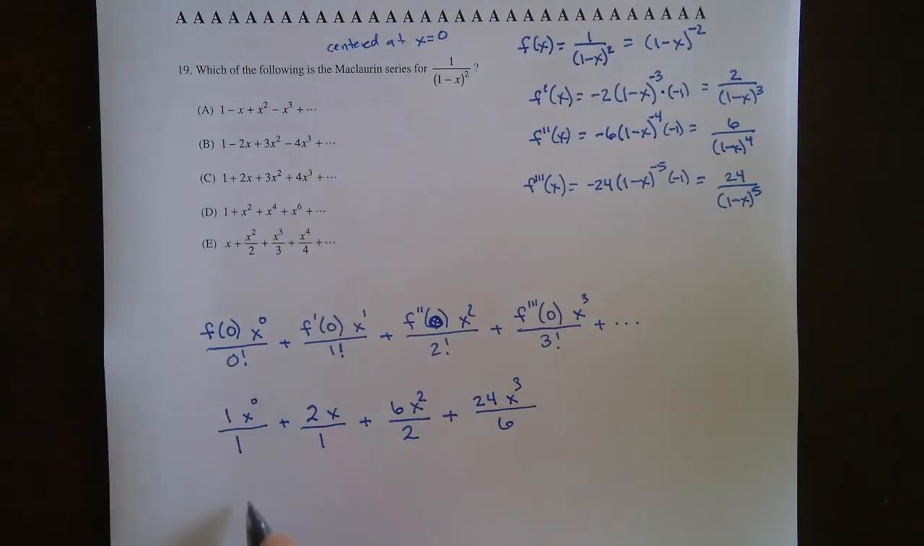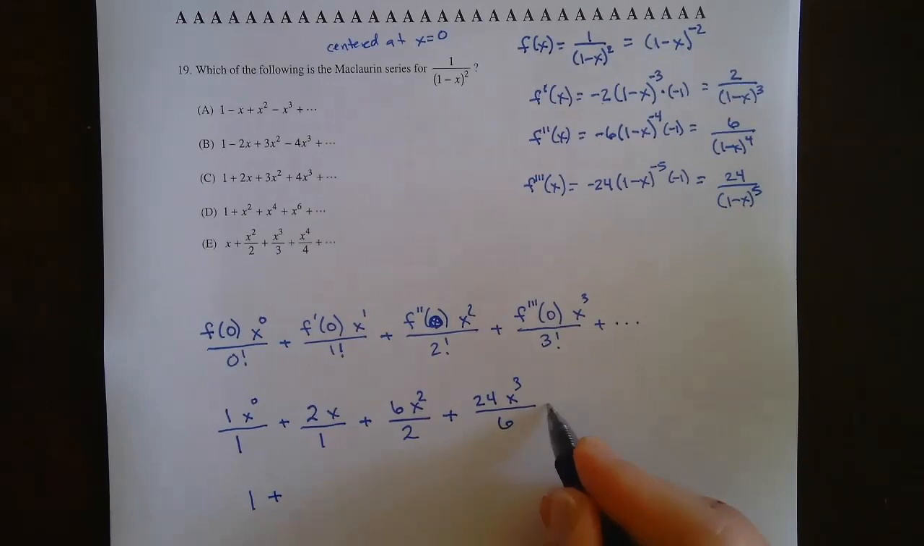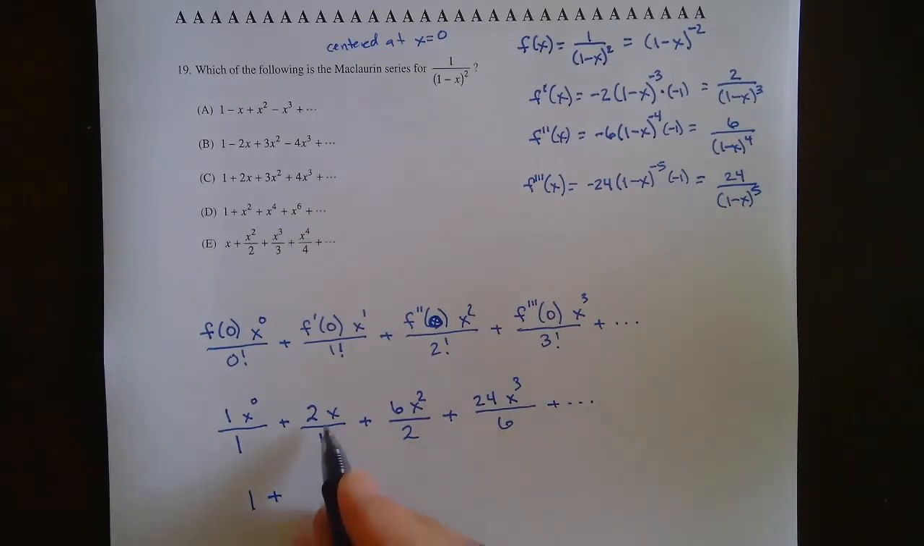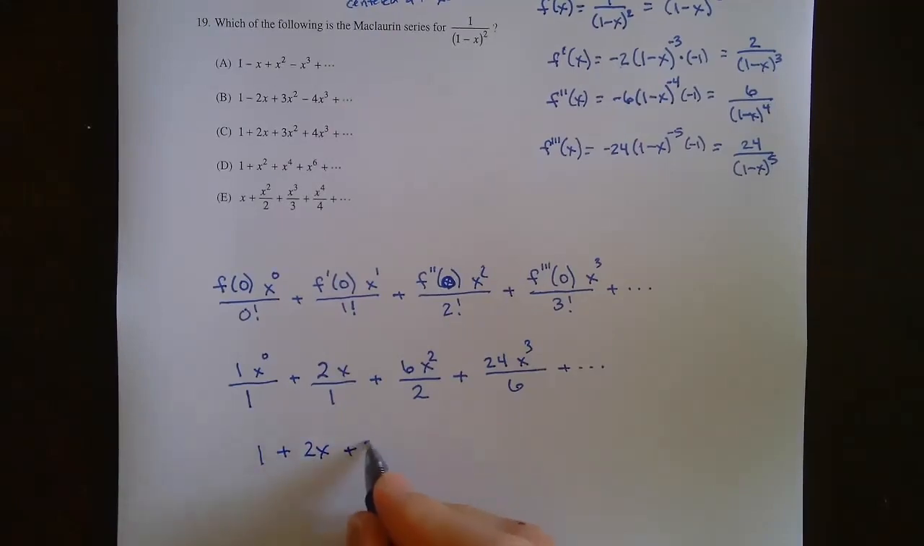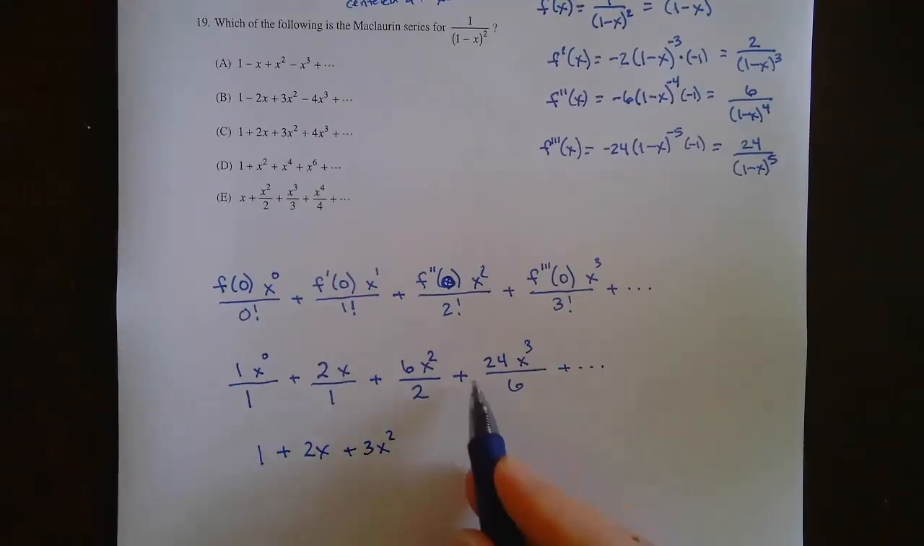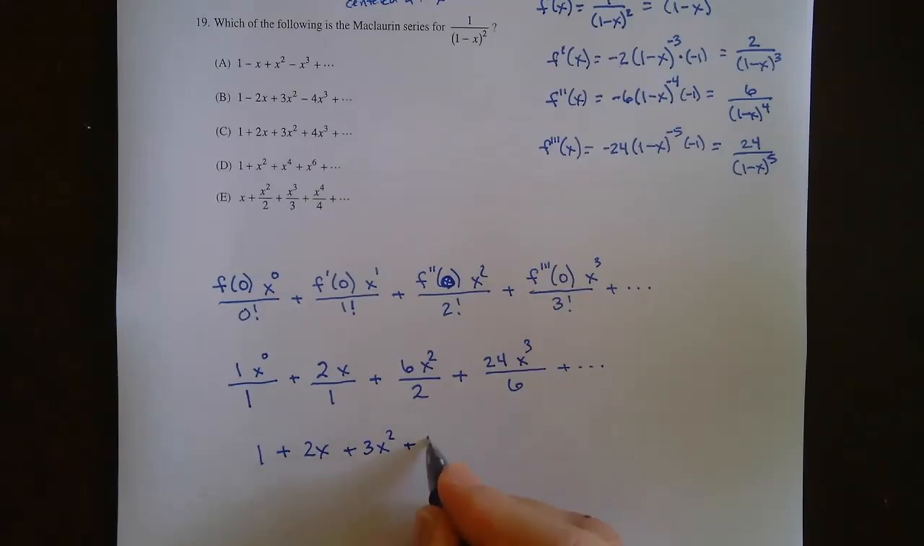Cleaning this up, x to the 0 is just 1, so this is just 1. And I should put plus dot, dot, dot. And then plus 2x, and then plus 3x squared, and then this would be plus 4x cubed plus dot, dot, dot. And so the correct answer would be C. Now, they're not going to ask you which of the following. They're going to say on the test, what is the Maclaurin series for 1 over 1 minus x squared?